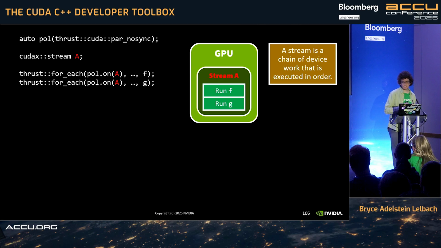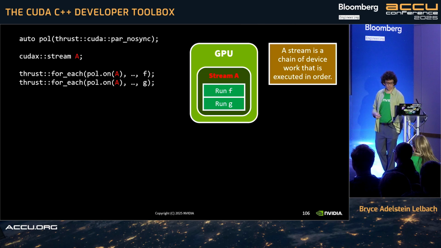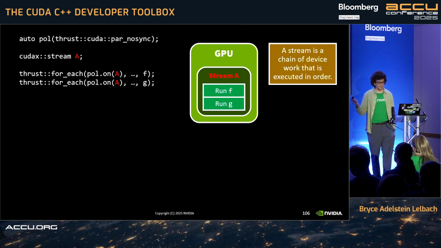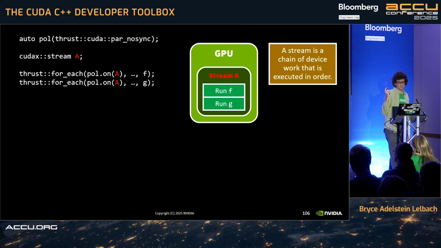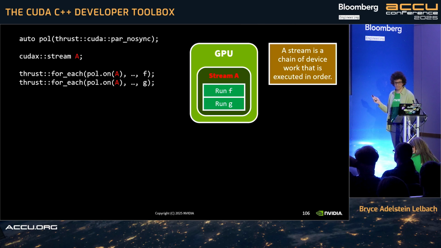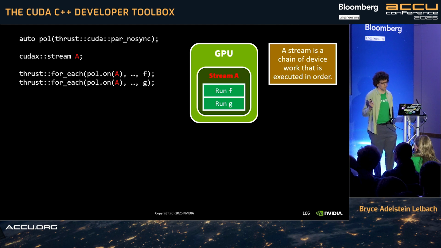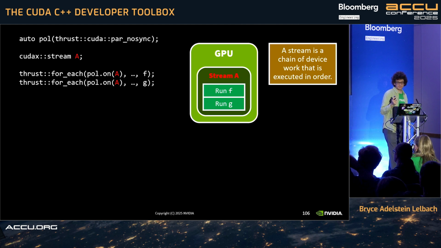So a stream is a chain of device work that is executed in order. You can think of it like a queue. You can have thrust launch work on a specific stream by passing the stream to the on method of the execution policy. So here we asynchronously launch a for each applying F and a for each applying G on the device. The F for each will complete execution before the G for each starts.